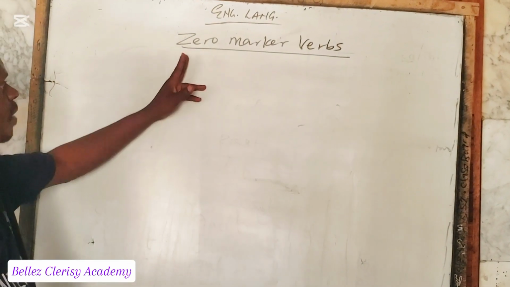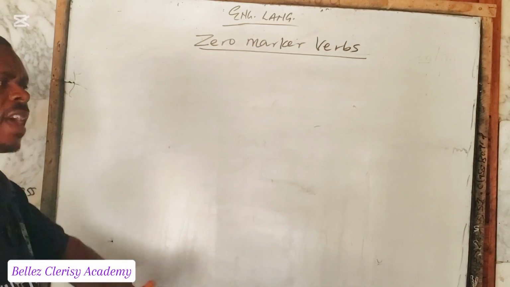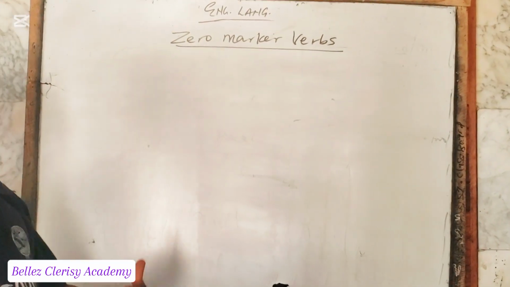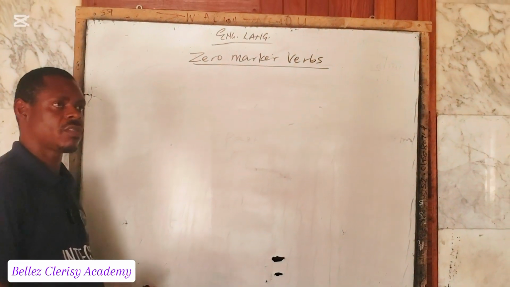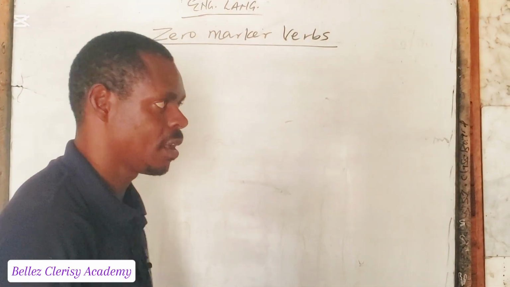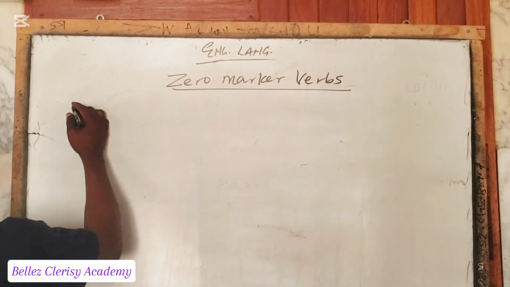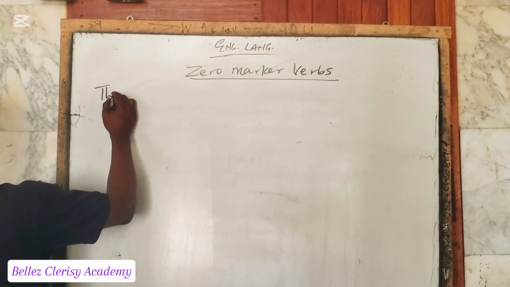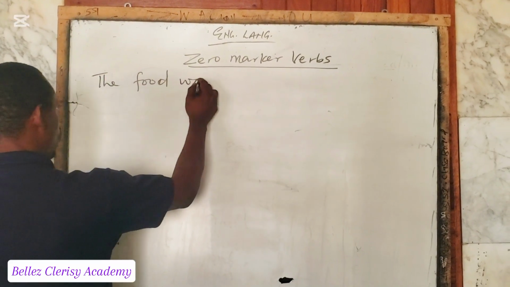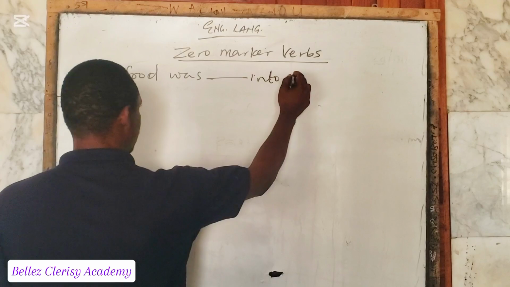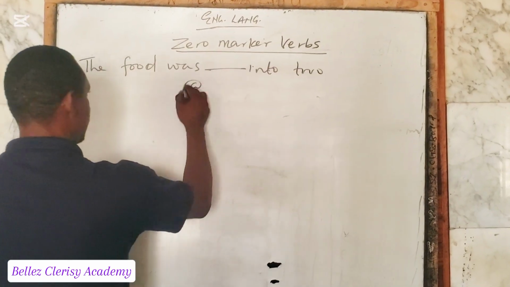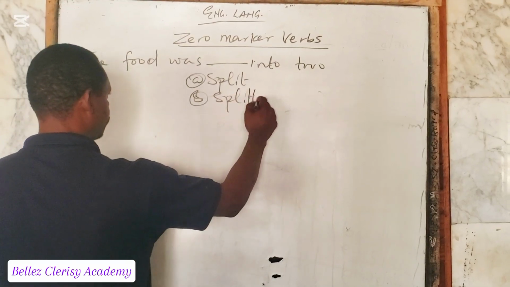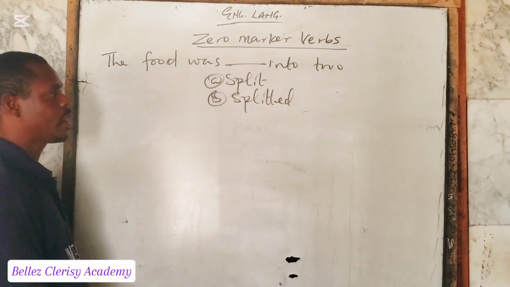Today, what do you understand by zero marker verbs? These are verbs that do not have any past tense marker. The way they appear in the present tense, so also they appear in the past. For instance, we have a sentence like, the food was split into two. A, split. B, splitted. I know many students will pick the word splitted.